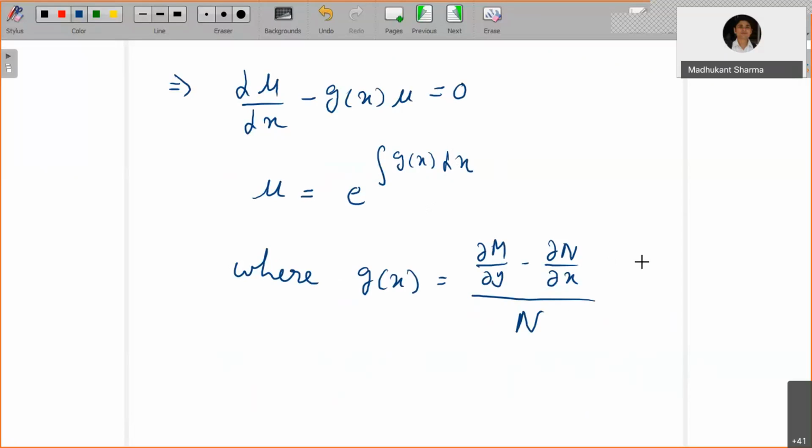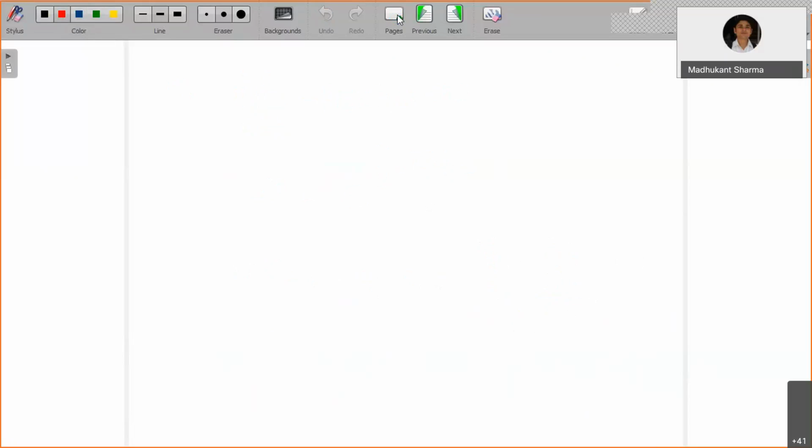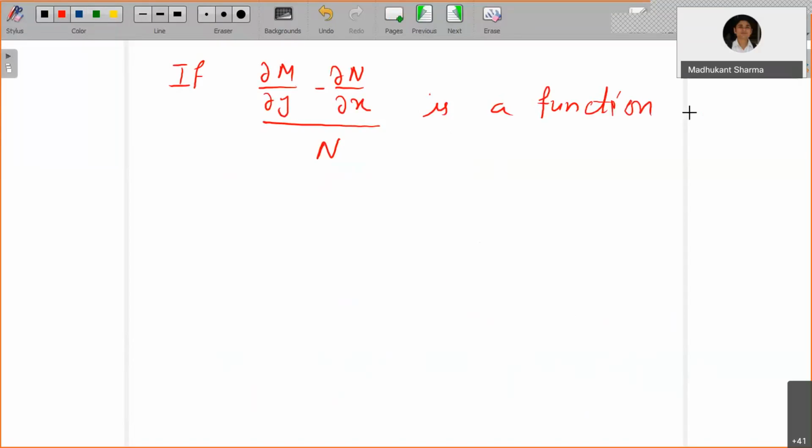So what it suggests to you is the following. Now I'm concluding. From this case, what you have here is: if (∂M/∂y − ∂N/∂x) divided by N is a function of x only, then this derives the following.